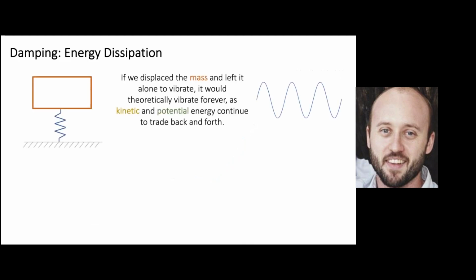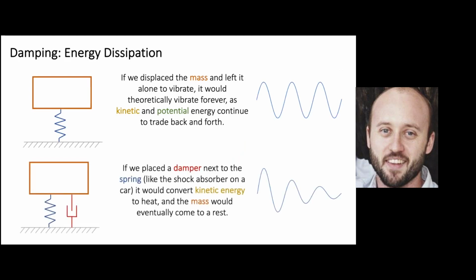Now let's add another layer of complexity to our system that's going to make this look a lot more like the real world and a little bit less theoretical. So back to our original system, if we displace the mass and left it alone to vibrate, it's going to be transforming kinetic and potential energy back and forth theoretically forever. It's just going to keep bouncing up and down.